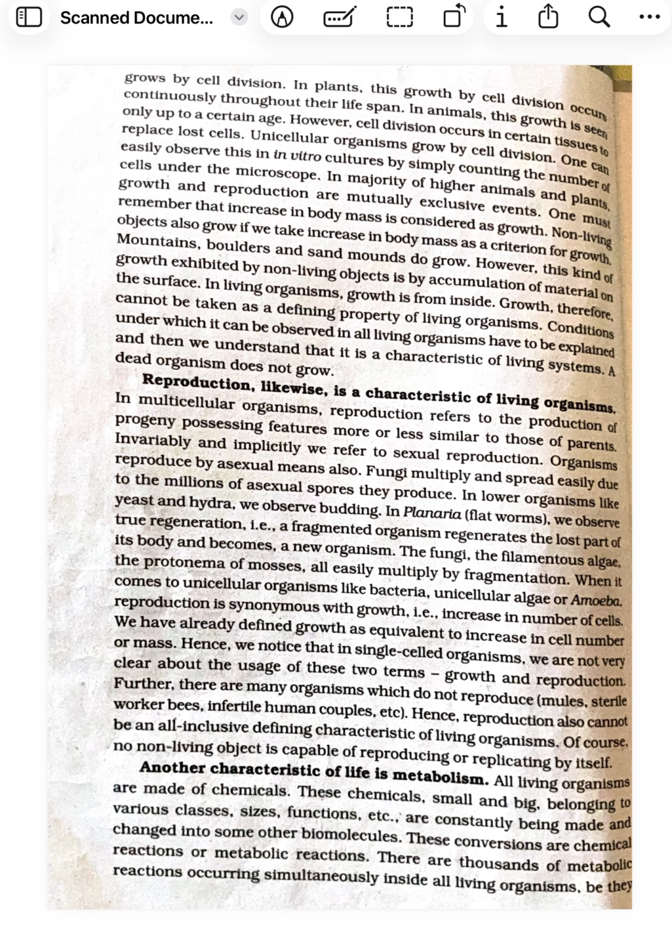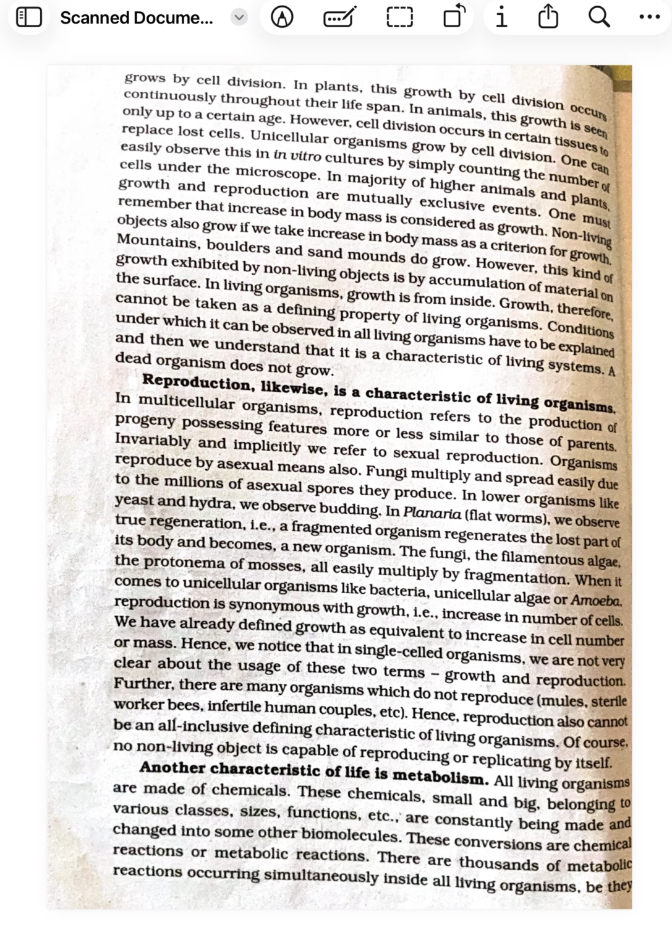Fungi multiply and spread easily due to the millions of asexual spores they produce. So lower organisms like fungi mainly reproduce through asexual spores. The parental organism forms a spore-like structure, and it germinates to form a new fungus. In lower organisms like yeast and hydra, we observe budding. We all know what budding is. In hydra and yeast, a new daughter cell is pinched out from the parental cell, and later it separates from the parent body. It buds out and forms a new organism, which is called budding.